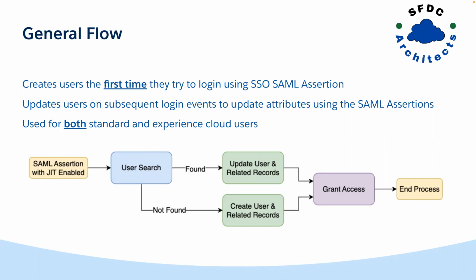And the general flow is we're going to get the SAML assertion with just-in-time provisioning enabled. It's going to do a user search first. If the user is found, it's going to update that user record and any related records. We'll talk about those in a little bit. And it's going to grant access. If the user is not found, it creates the user. And this is the basic flow for it. We get into a lot of detail in a little bit, but do we have any questions here?